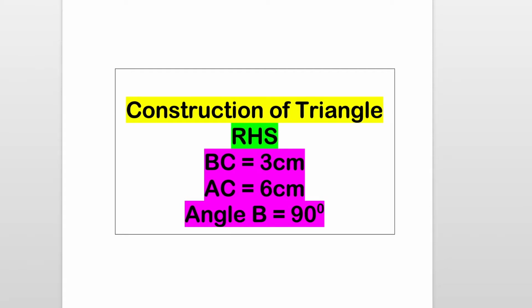We learn the construction of a triangle when the hypotenuse, one side, and the enclosed right angle is given. That is called RHS. So here R stands for right angle, H for hypotenuse, and S for one side. So here BC is one side, AC is the hypotenuse, and angle B is 90 degrees.